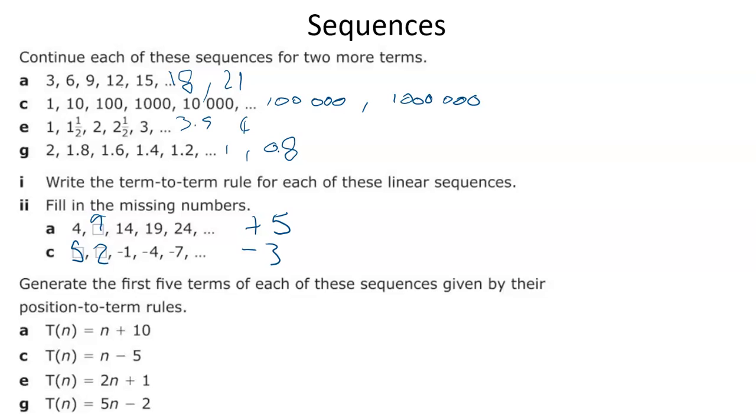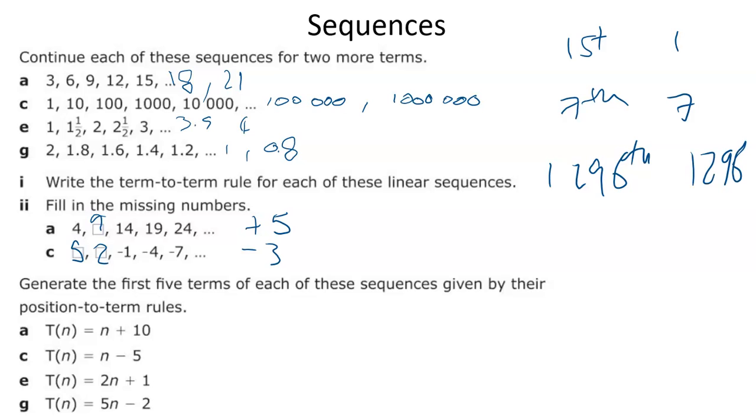The last one, people struggle with this position-to-term rule idea, and you've got to remember that the value of n is where you are in the sequence. So for the first term, n is 1. For the 7th term, n is 7. For the 1296th term, n is 1296. It's just, where are you? And for the first 5 terms, I'm going to have n as 1, 2, 3, 4, and 5.